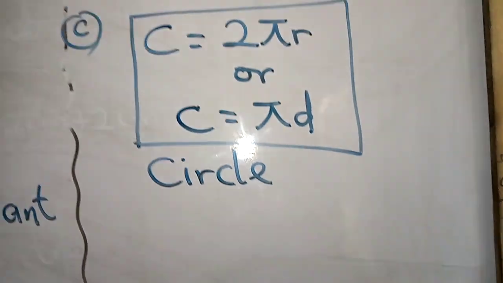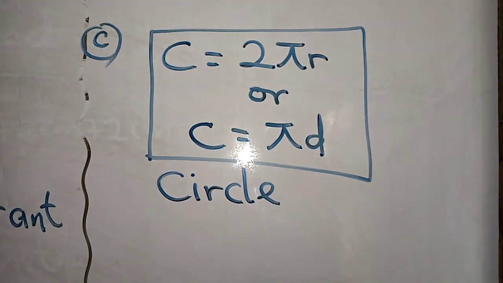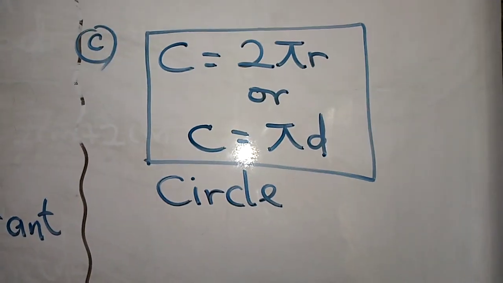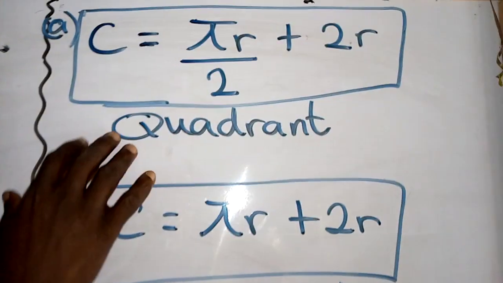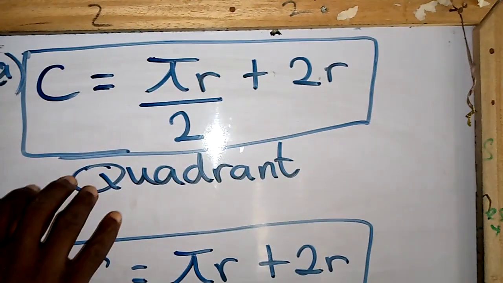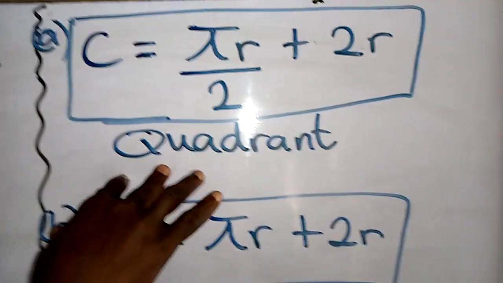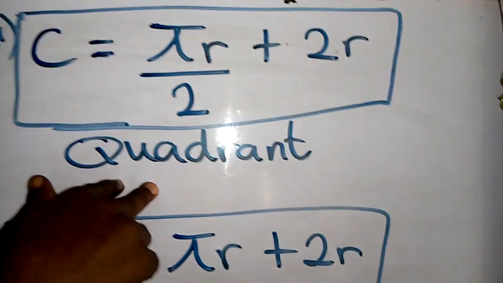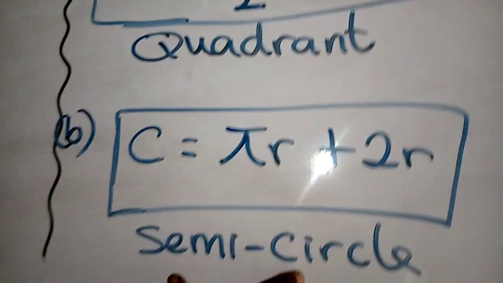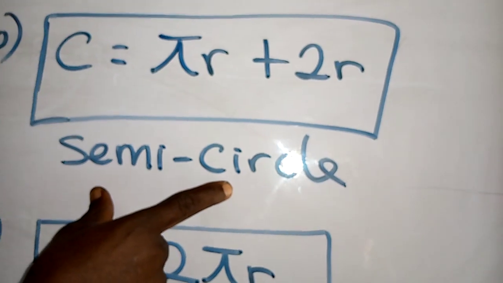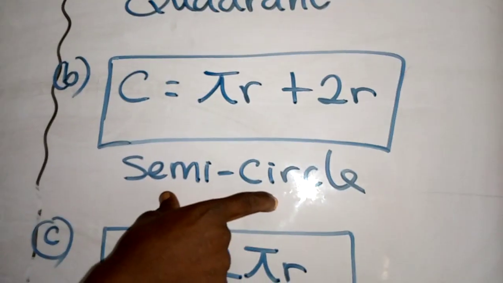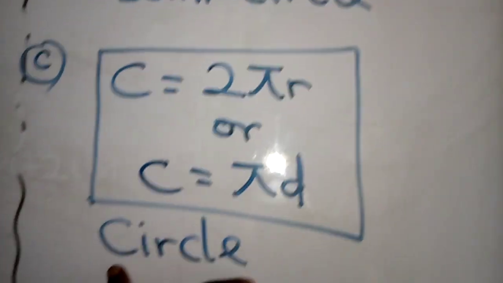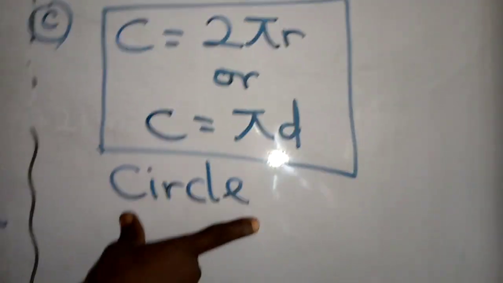So these are the formulas to calculate the circumference. This one we use to calculate the circumference of a quadrant of a circle. We use this one to calculate the circumference of a semicircle, meaning half of a circle. And we use this one to calculate the circumference of a complete circle.